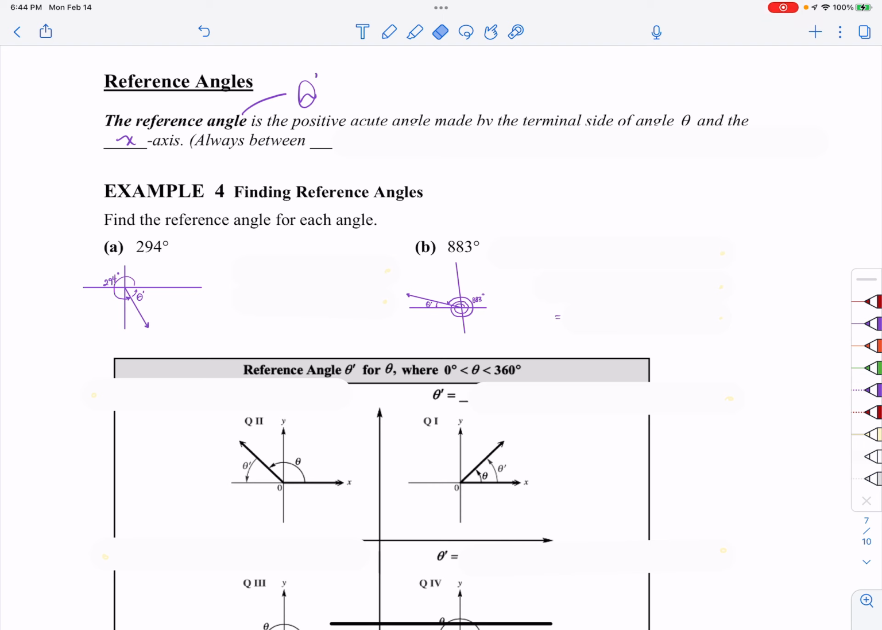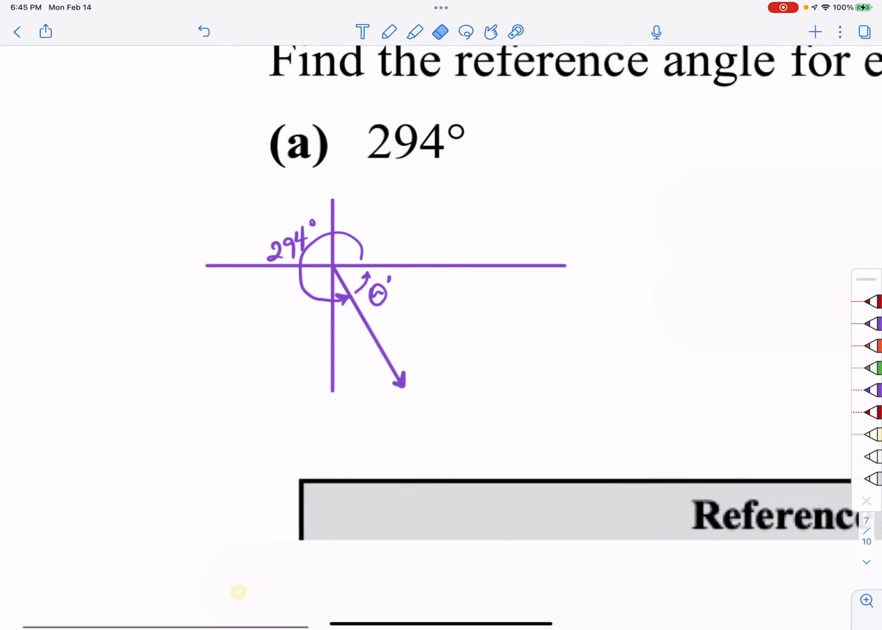All right, so for reference angles, and notice here that a reference angle is often called theta prime. A reference angle is the positive acute angle that's made by the terminal side of the angle and the x-axis. And it's always going to be between 0 and 90 if we're working with degrees, or 0 and pi over 2 if we're working with radians. All right, so let's take a look at what exactly this means. Again, notice it's the positive acute angle that's formed by the x-axis and the terminal side of my angle.